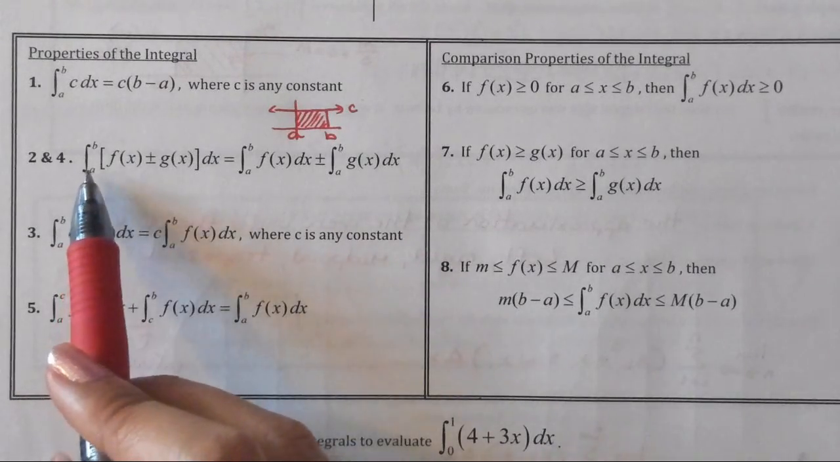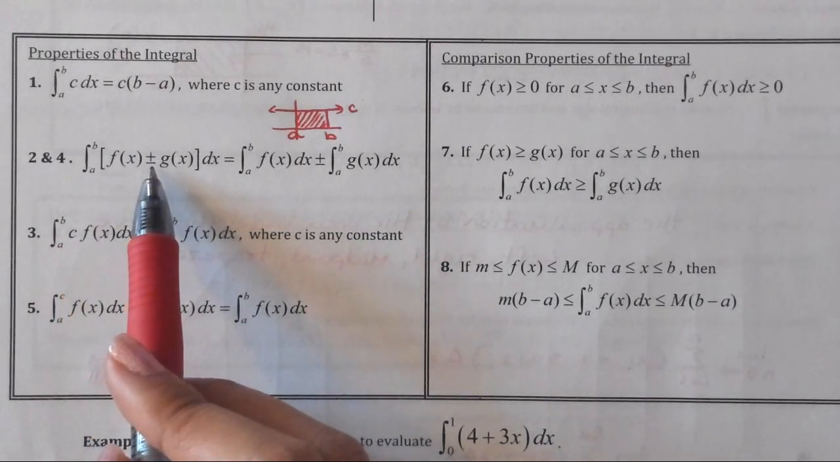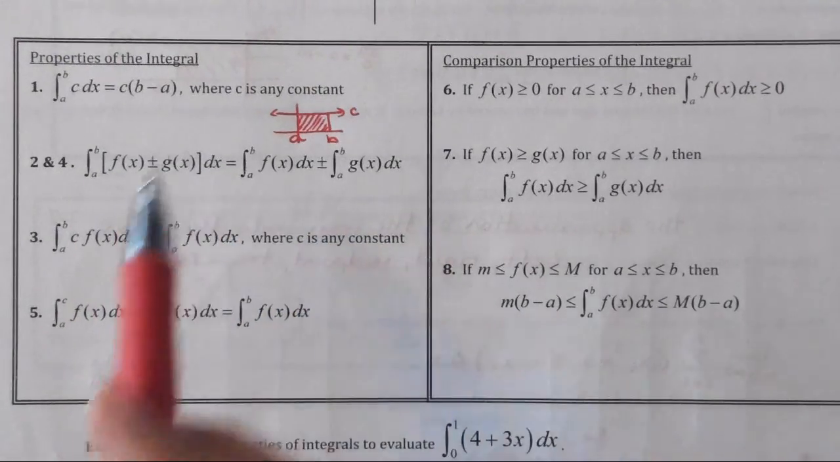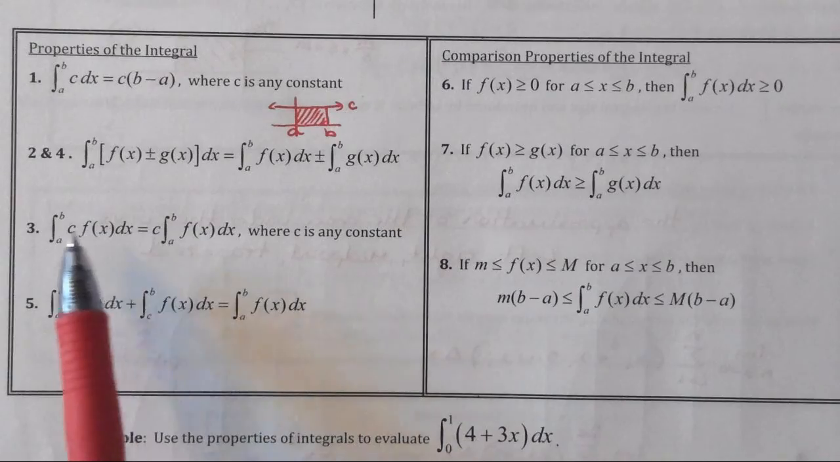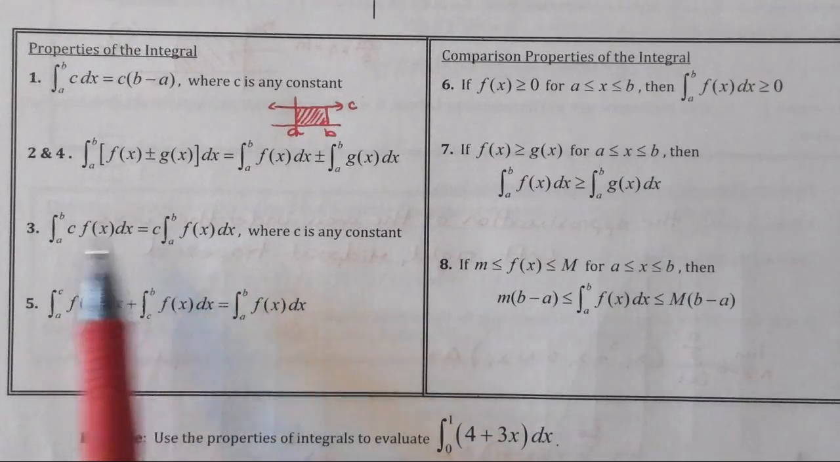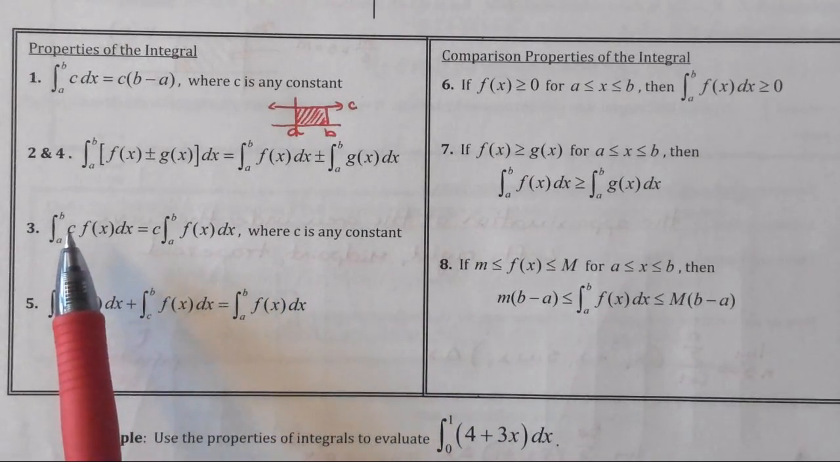And the integral, just like addition and subtraction of the derivative, can be distributed across the two functions. If you have a constant, just like the derivative, you can pull the constant out of the function, evaluate the integral, and then multiply by the constant later.